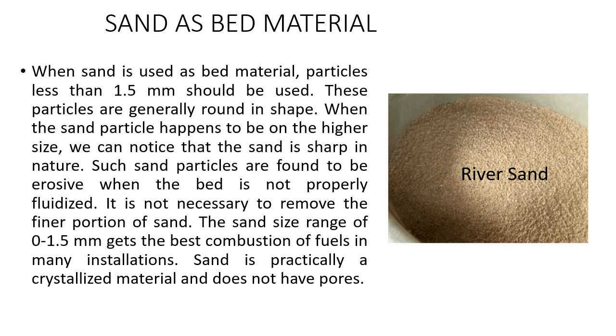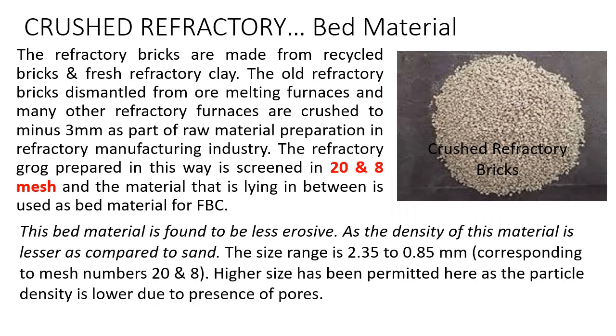Crushed refractory. When you use it as a bed material, the refractory bricks are made from recycled bricks and fresh refractory clay. The old refractory bricks dismantled from the ore melting furnaces and many other refractory furnaces are crushed to -3 mm as a part of raw material preparation in the refractory manufacturing industry. The refractory rock prepared in this way is screened in a 20 and 8 mesh, and the material lying between is used as the bed material for the fluidized bed combustion.